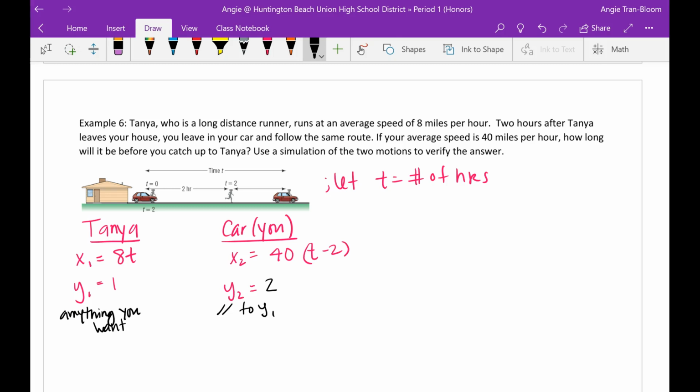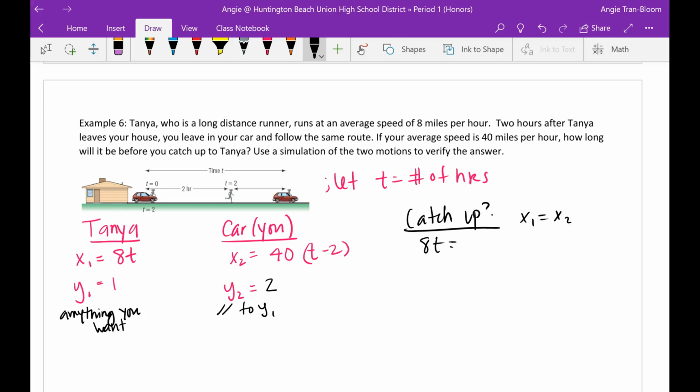The question is really asking how long will it take for you to catch up, not what time or anything like that. To catch up, because the height is exactly the same, they're on the same road, so I don't need to solve for y, but I do need to solve for t. So I'm going to set x1 and x2 equal to one another.